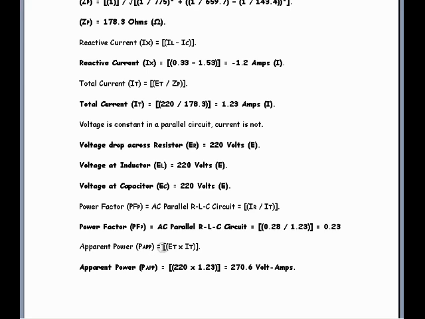And next we calculate the apparent power for the AC RLC circuit, and that is simply the RMS voltage times the RMS current. So we have an apparent power for this given circuit of 220 volts RMS times 1.23 amps RMS, or 270.6 volt amps of apparent power.